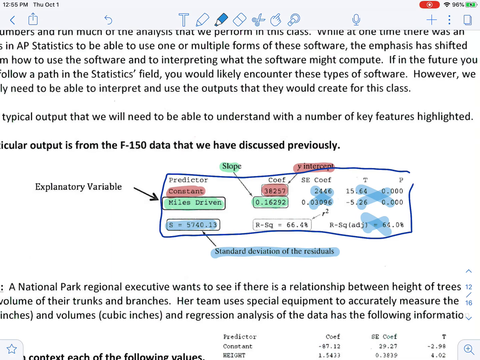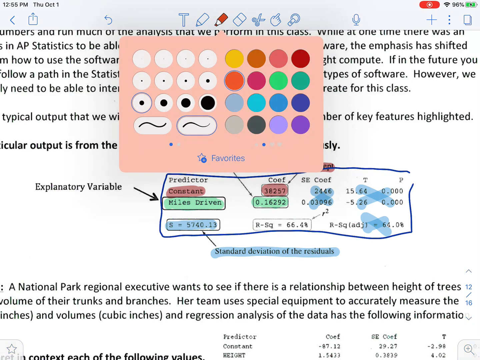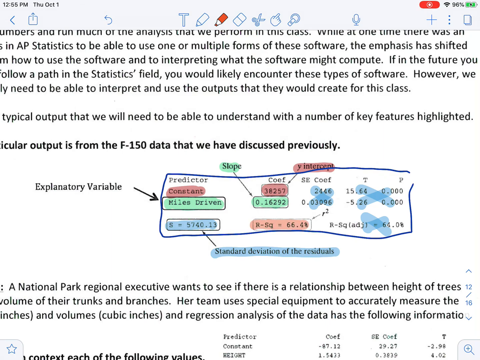So on average, the prices are $5,740 away from the prediction line. And then lastly, last thing you need to know, different color, is R squared. R squared is that coefficient of determination. Remember, that is telling you the percent variation. 66.4% of the differences in Y or price is accounted for by the miles driven. And this is actually that data that I wanted earlier.